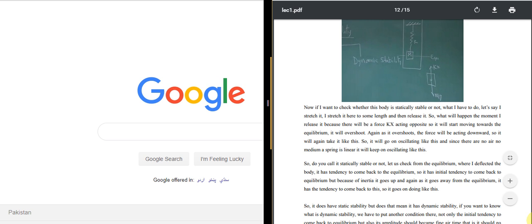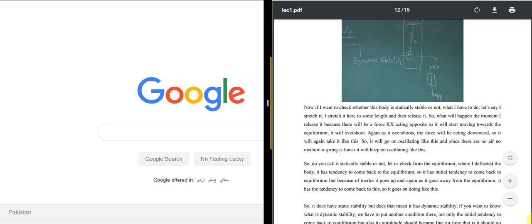So do you call it statically stable or not? Let us check from the equilibrium. Where I deflected the body, it has a tendency to come back to the equilibrium. So it has an initial tendency to come back to the equilibrium, but because of inertia it goes past, and again as it goes away from the equilibrium, it has the tendency to come back.